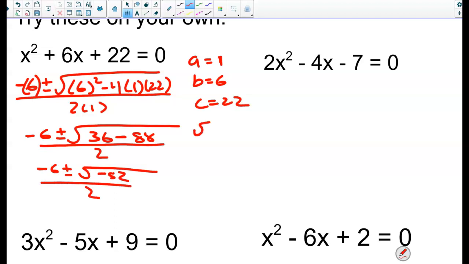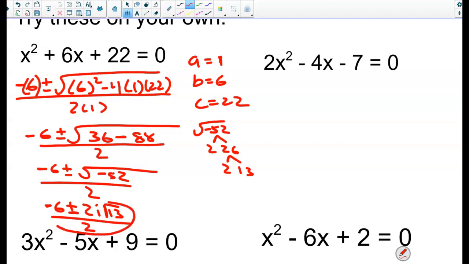And you might want to simplify the 52 on the side. 2 and 26, 2 and 13. So this actually simplifies to negative 6 plus or minus 2i root 13 over 2. And there's our answer. Now, could it be split up? Absolutely. Negative 3 plus or minus i root 13 would work as well as an answer.